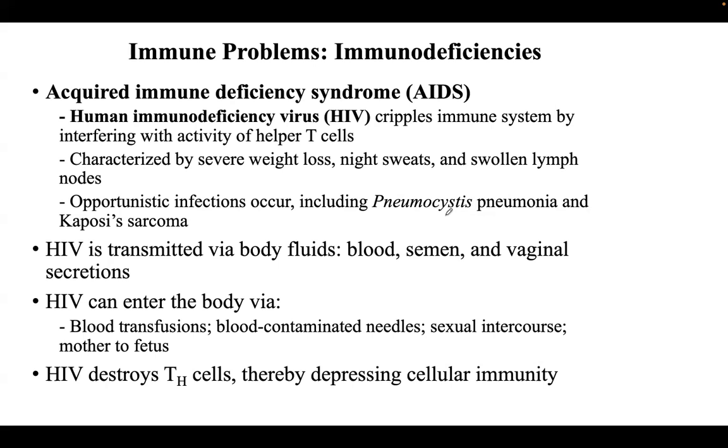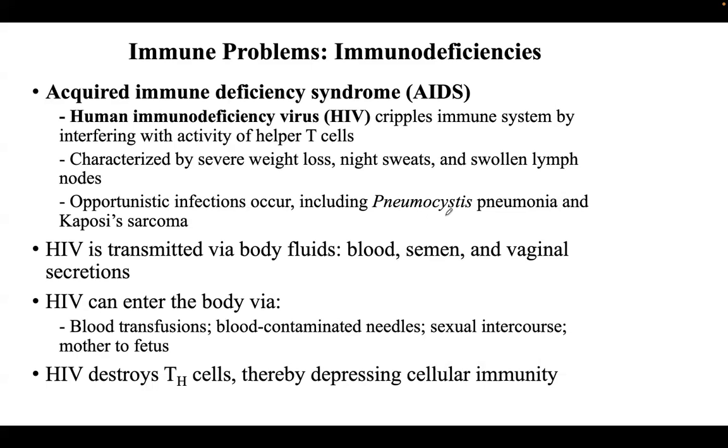Now, how is HIV, this virus, transmitted? Via body fluids: blood, semen, or vaginal secretions. So basically directly through body fluids. It can also enter through blood transfusion. If needles used for an injection are not properly sterilized and were used on a person who had AIDS before, then the next person can also get infected. Mother to fetus and sexual intercourse are also ways by which HIV can easily enter.